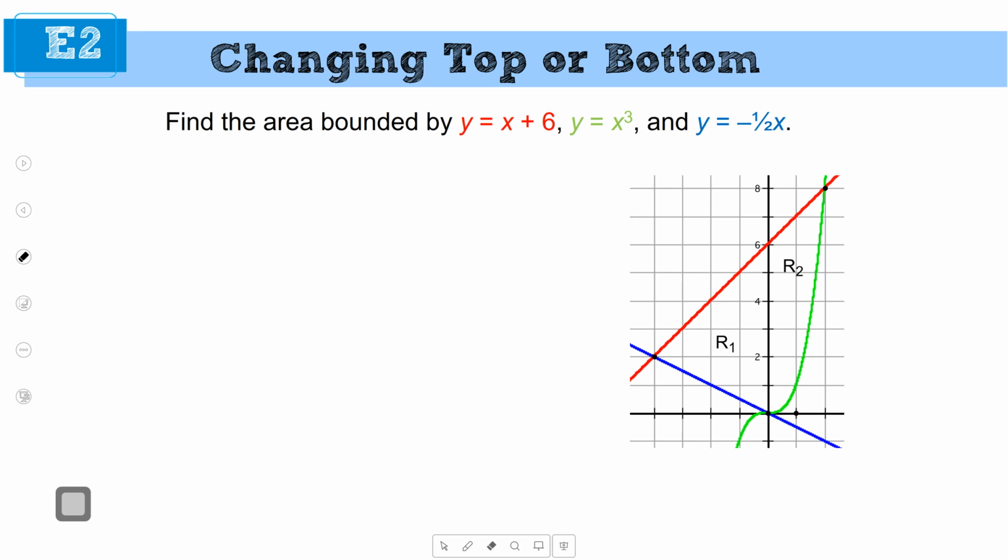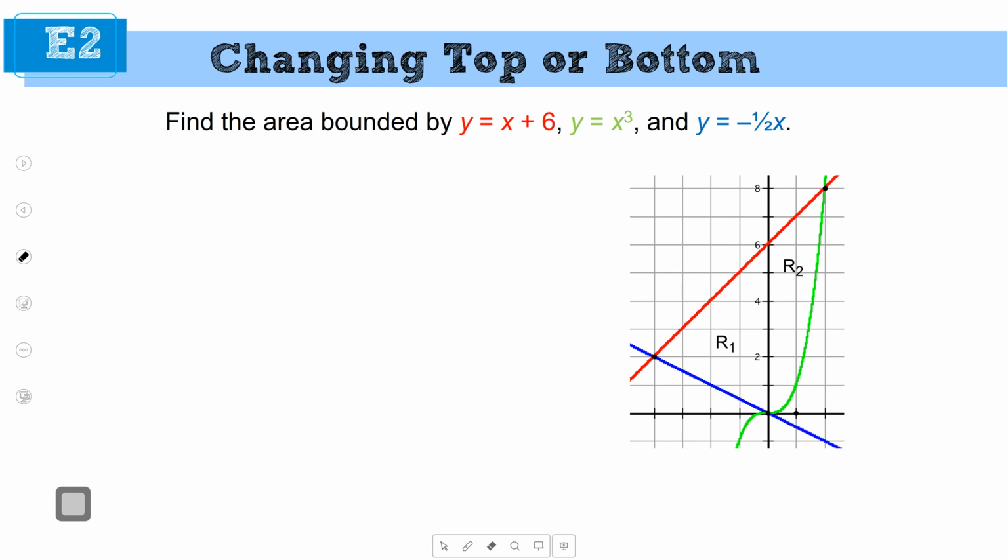Set up an integral to find the area of region 1, then set up an integral to find the area of region 2. You don't necessarily have to solve it, just set it up first, then we'll check. Where's the change? Well, does the top change? No, it's always the red line. Does the bottom change? Yeah. Where's that happen? Origin. 0, 0 at the origin. Okay, so R1 goes up to the y-axis, R2 goes from the y-axis up to that point.